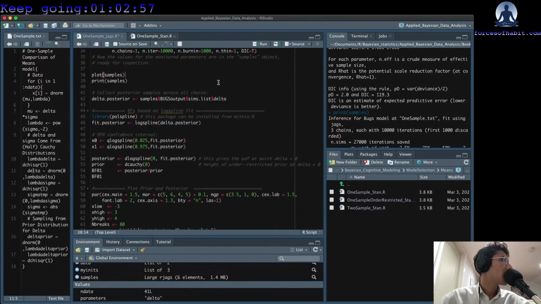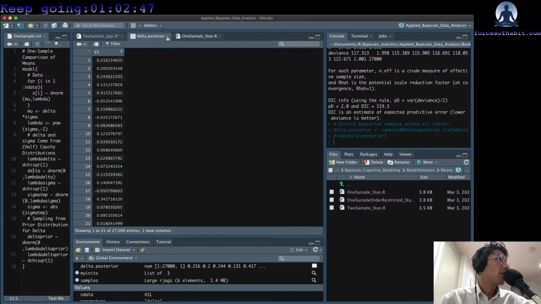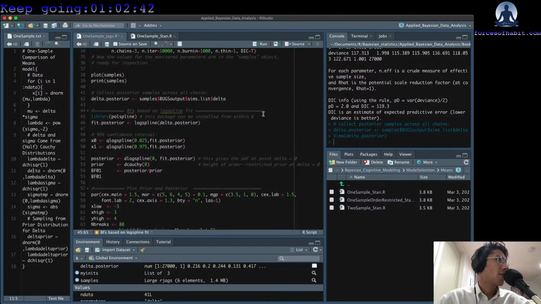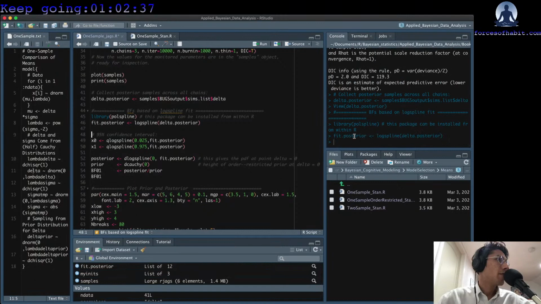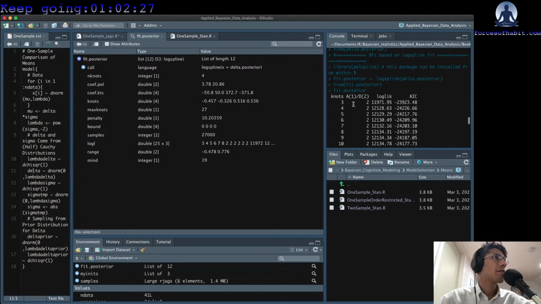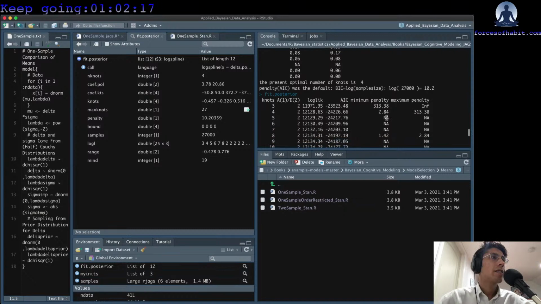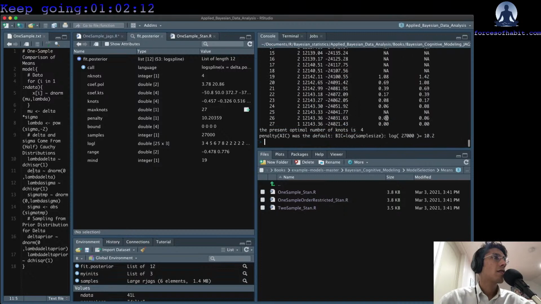So here, collect posterior samples across all the chains. So now give me all of the posterior distributions across the chains. And now I'm going to use the Bayes factor based on a log spline fit. So fit the posterior to a log spline. So I'm going to get this fit. What is this output? It gives me log likelihood across a range of penalties and knots. What happens if I do summary? Same thing.